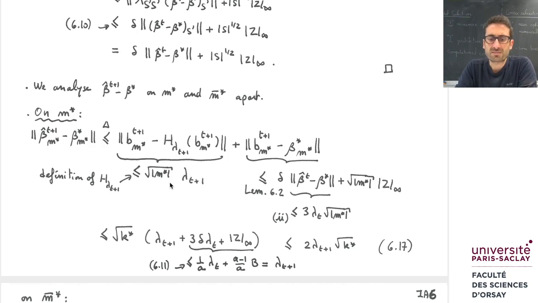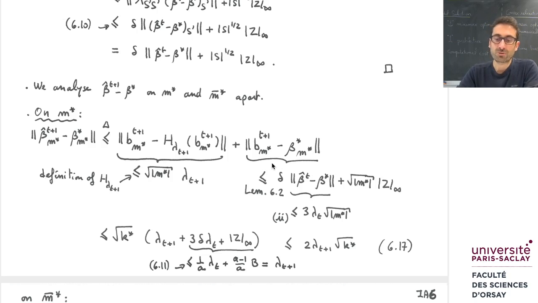If it is not clear for you, you should take a pen and check it by yourself. It is quite easy, you just have to write it down. So we already have a bound in terms of square root of k star lambda t plus 1 for this term. So we have to look now at this additional term.